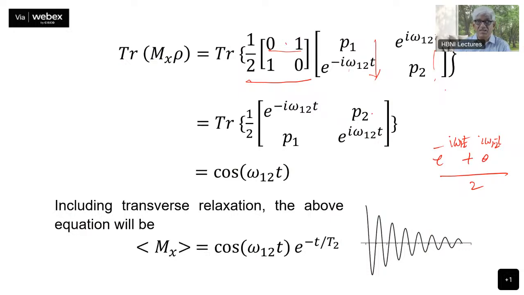Cosine omega 1 2, this is the transition. It is the frequency. Now you include relaxation here. This is cosine omega 1 2 t times e to the minus t by T2. This is what we measure, right?